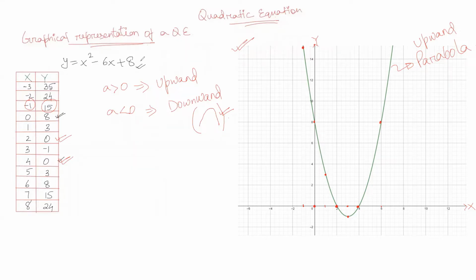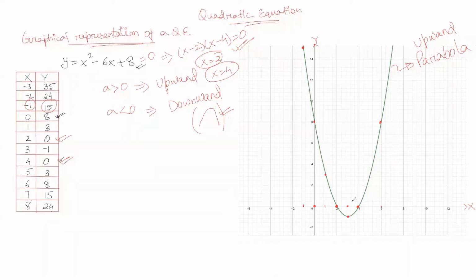We can also verify this by equating this quadratic equation to 0 and finding the roots. So if we equate this x square minus 6x plus 8 to 0, and try to factorize it, in that case the two factors would be (x minus 2) and (x minus 4), and this would be equal to 0. So the two roots would be x equal to 2 and x equal to 4.